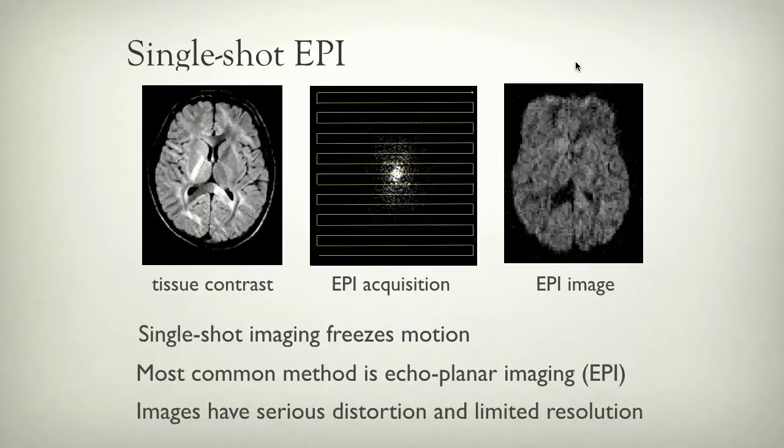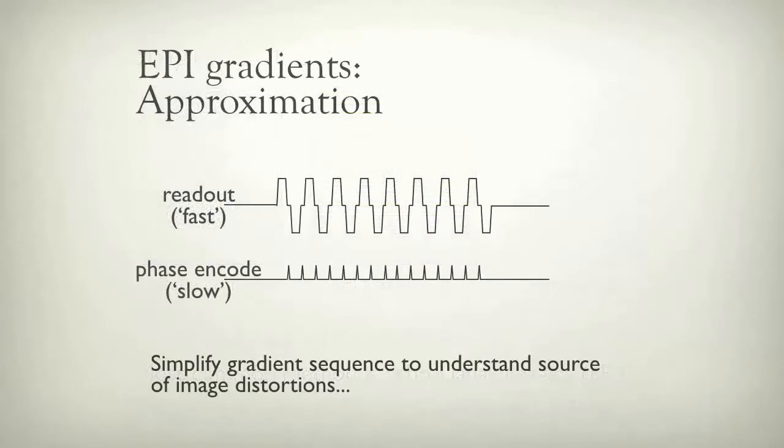One of the upshots of this is that these images have pretty serious distortion and limited resolution, and that's the real downside. So, where does distortion come from? I'm sure many of you know this, but I think it is useful to walk through where it comes from, because the various ways that we can try to reduce distortion really relate to the mechanisms for its formation. What I'm showing you here are the gradients that are played out during an EPI acquisition.